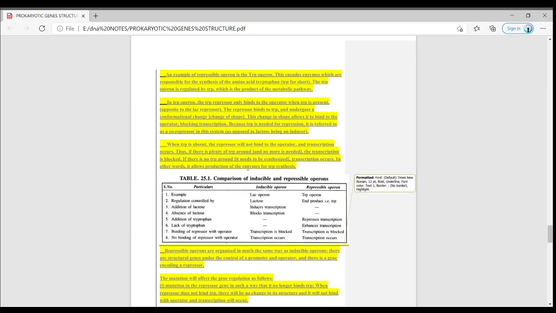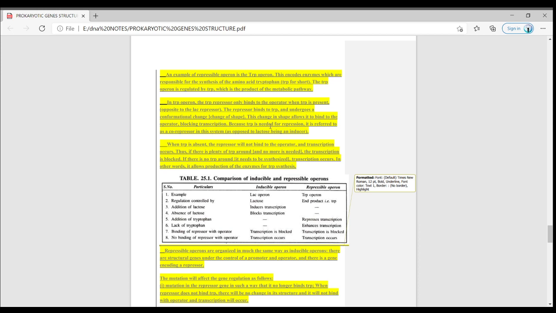An example of a repressible operon is the tryptophan operon. This encodes the enzymes which are responsible for the synthesis of the amino acid tryptophan, that is TRP for short. The TRP operon is regulated by TRP, which is the product of the metabolic pathway. In the tryptophan operon, the TRP repressor will only bind to the operator when tryptophan is present, opposite to the lac repressor. The repressor binds to the tryptophan and undergoes a change in shape, a conformational change, and this change in shape allows it to bind to the operator gene and bring about the blocking of the transcription process.